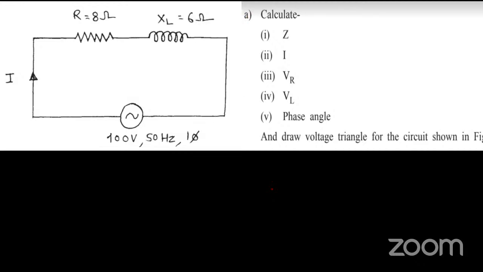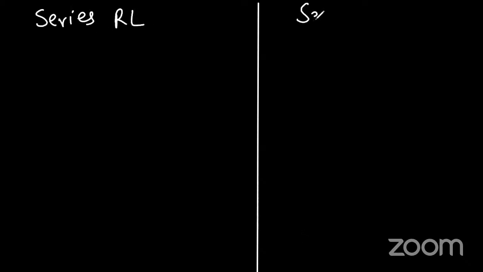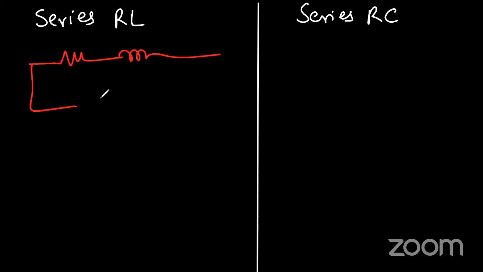We'll compare series RL with the series RC, so we'll get a clear idea. Okay? Let's compare. First we'll see series RL and then we'll see series RC. So what was the circuit diagram in the first? We have a resistor, we have an inductor, we have a battery, and then there is a current. So this is I, this is V, this is R, and this is XL.